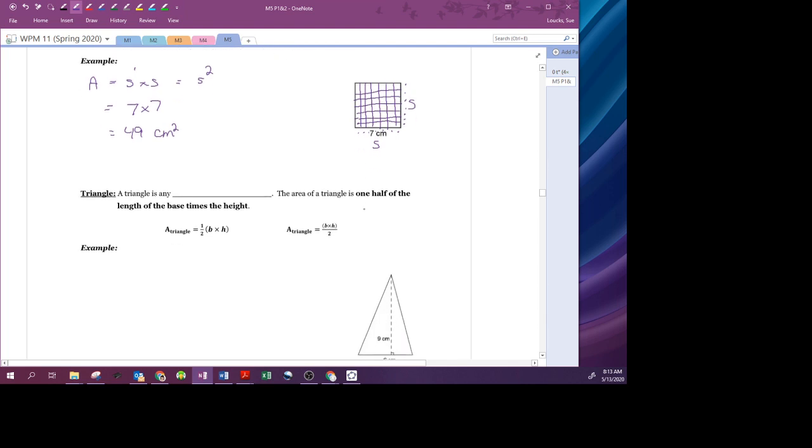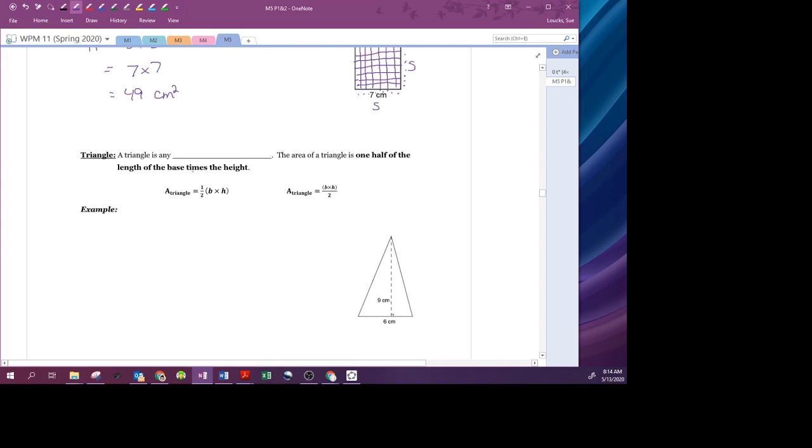All right, a triangle is any three-sided figure. The area of a triangle is 1/2 the length of the base times the height. You can write it as 1/2 base times height, or base times height divided by 2. Either of those works. Area equals base times height divided by 2 equals 6 times 9 divided by 2 equals 27 centimeters squared. And again, it's squared, okay?